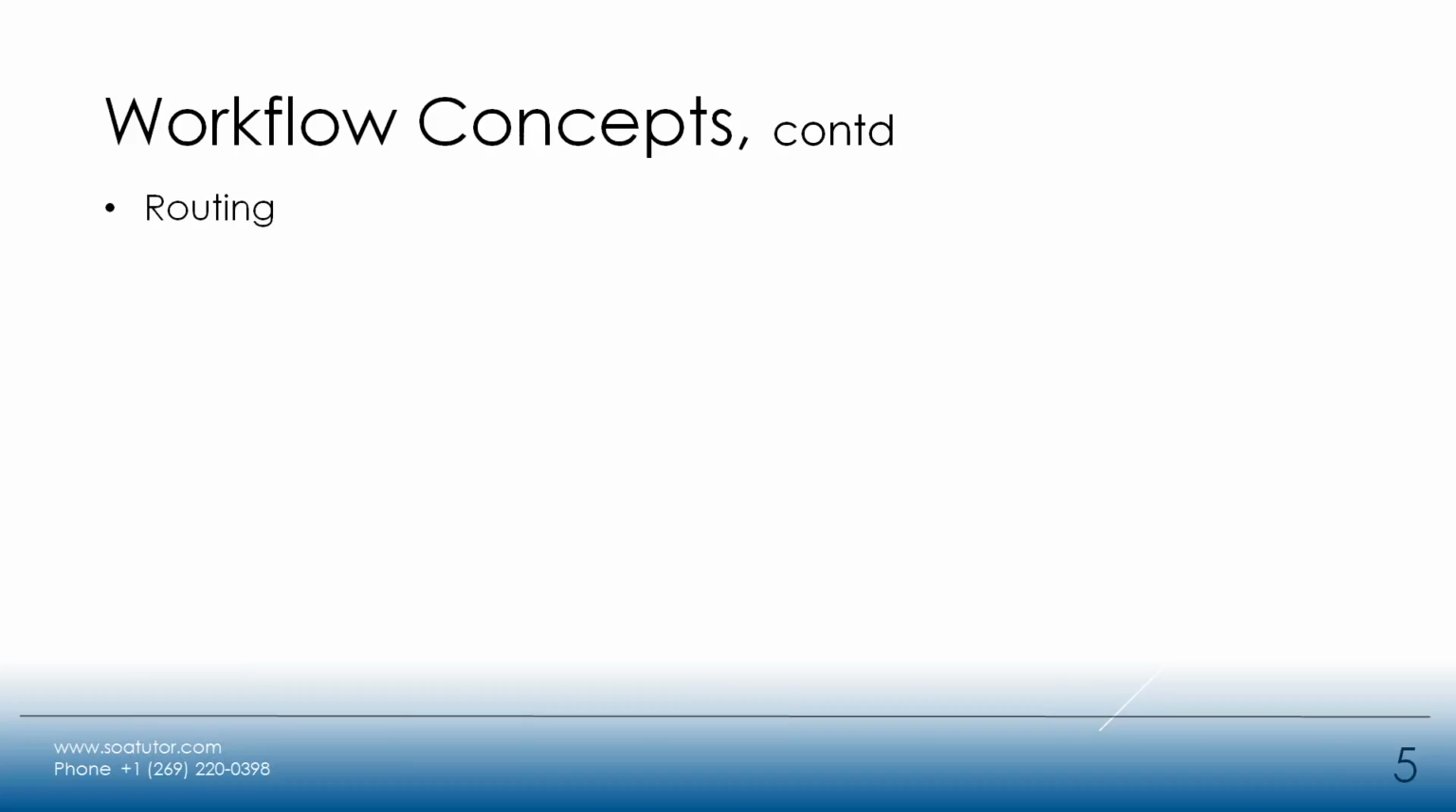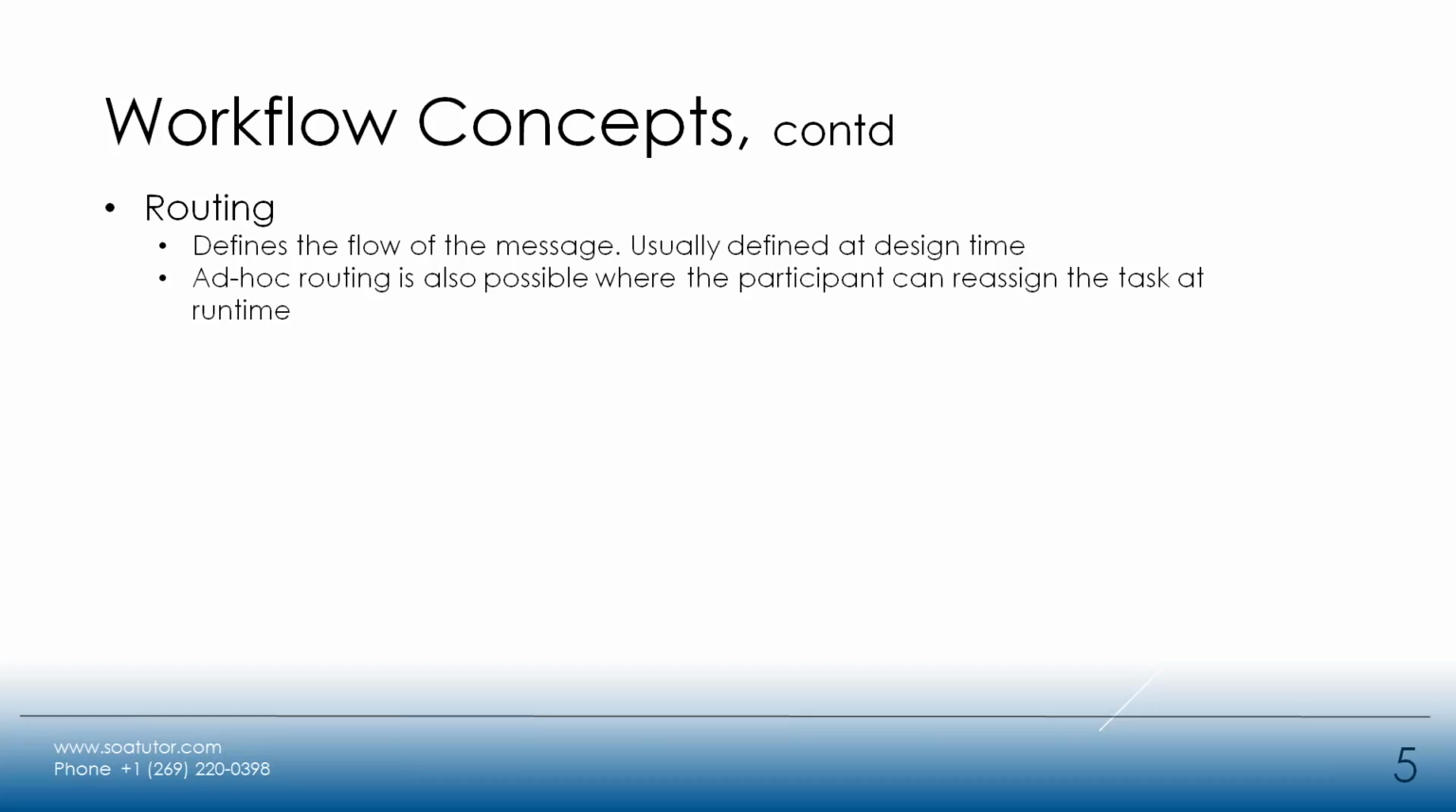And what are the different things that you have in a workflow? Obviously, routing. The name itself tells you, it's basically the flow of message. And ad hoc routing is also possible, where the participant can reassign the task at runtime. Initially, in our expense reporting system, we define the route wherein it first goes to the manager, then it has to go to the finance department and so on.